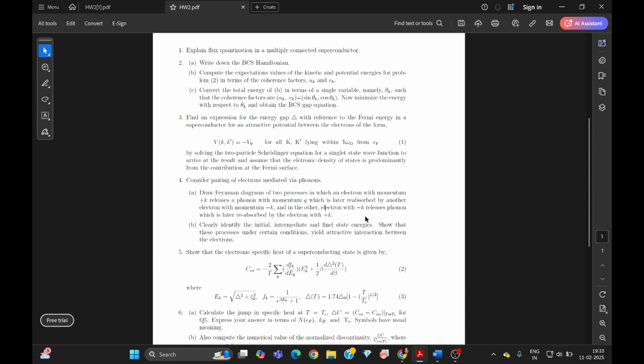Now, the C question is, convert the total energy of B in terms of a single variable, namely theta k, such that the coherence factors are uk equals sine theta k and vk equals cos theta k. They have given this, and we have to write the total energy as a function of theta k.